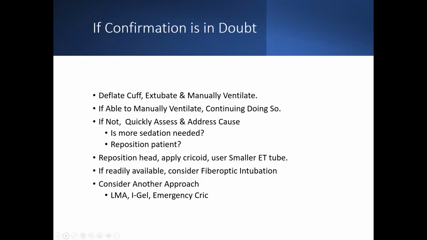If more sedation is needed, you need to reposition. Do you need cricoid? Do you need some adjunctive device such as a bronchoscope? Reposition the head, apply cricoid, use a smaller ET tube. If readily available, consider fiber optic. Consider another approach, as I mentioned earlier.